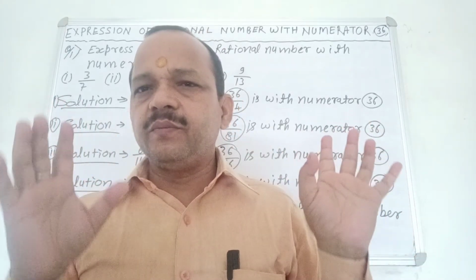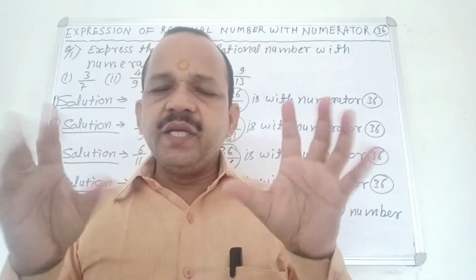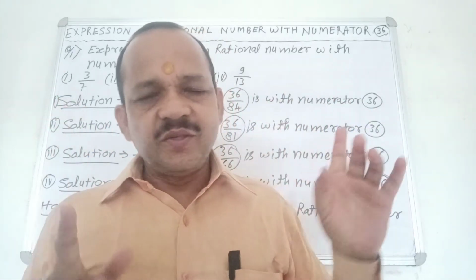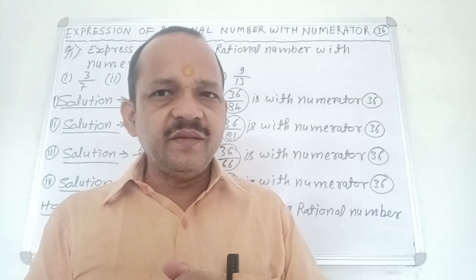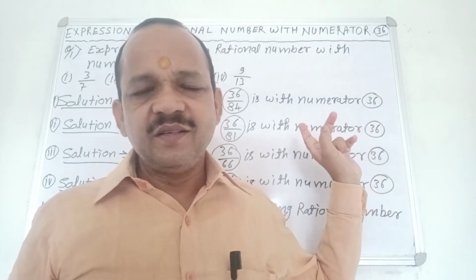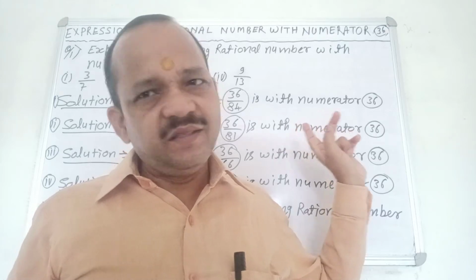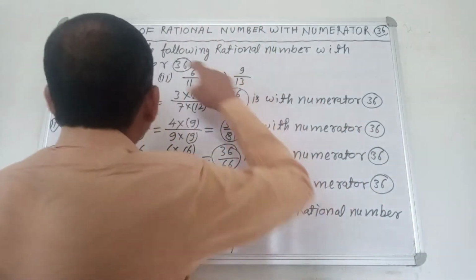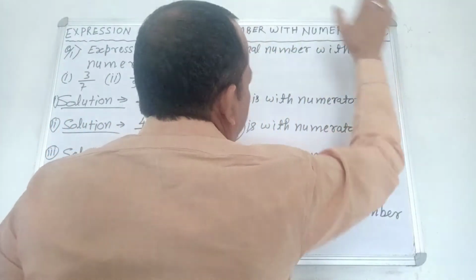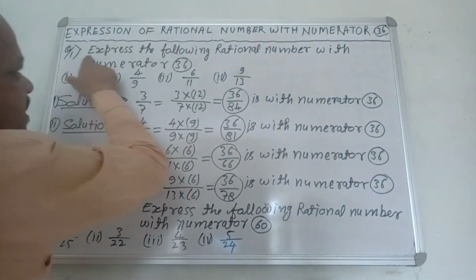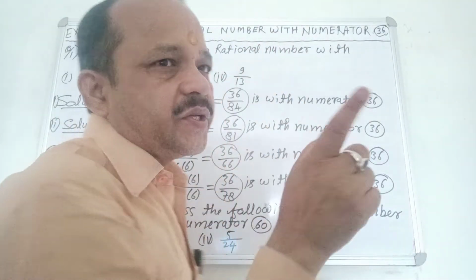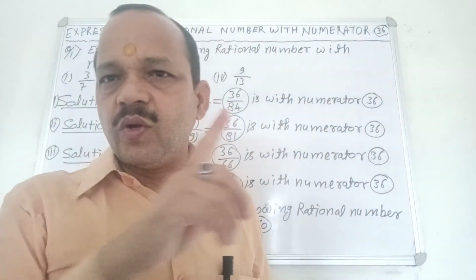You can solve this question very easily. It is very easy for you, but concentrate your mind and see the board with full concentration. Okay? Clear? No confusion? See the board. Expression of rational number with numerator 36. Question: express the following rational numbers with numerator 36. Question is clear? No confusion?